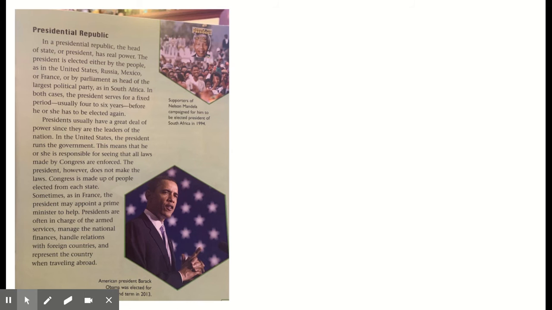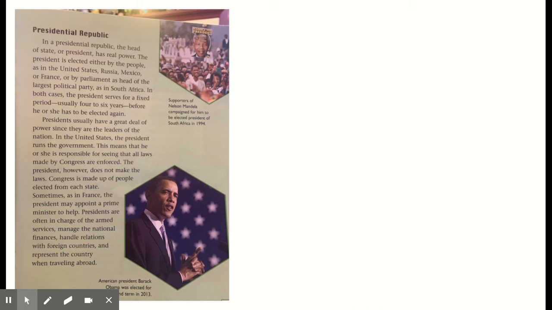Okay, the next part is the presidential republic. In a presidential republic, the head of state or president has real power. The president is elected either by the people, as in the United States, Russia, Mexico, or France, or by a parliament, as head of the largest political party, as in South Africa. In both cases, the president serves for a fixed period, usually 4 to 6 years, before he or she has to be elected again. Presidents usually have a great deal of power since they are the leaders of the nation.